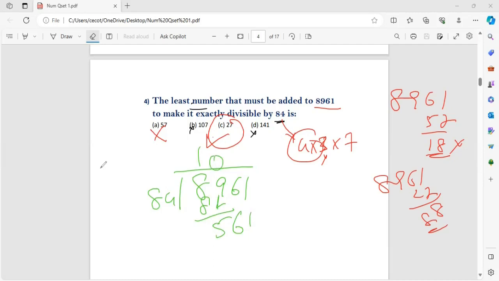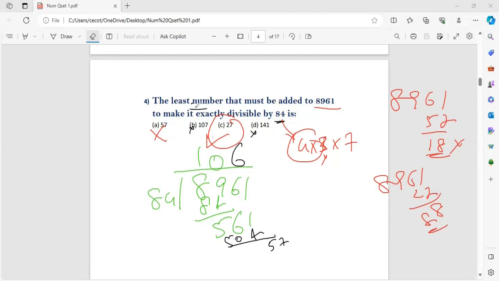Now our focus should only be on the remainder. Don't worry about the quotient part. So 84 into 7 is 588, right? That is greater than 561, which means 84 into 6 might give a suitable number. So 6 4s are 24, carry 2, 6 8s are 48 plus 2, 50, now 561 minus 504, the remainder will be 57.